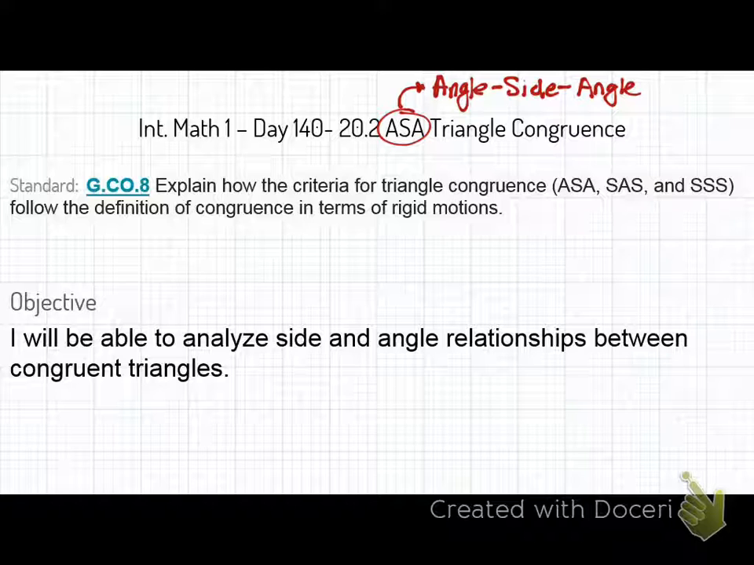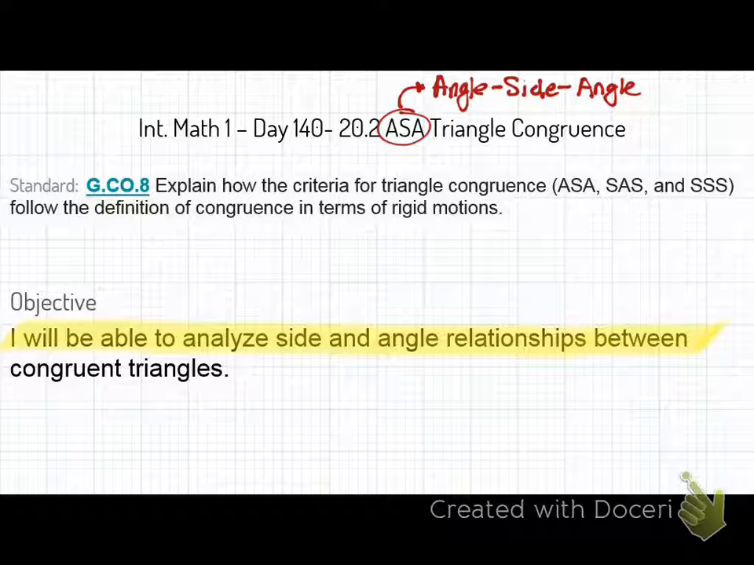Okay? And our objective for this particular lesson is to be able to analyze side and angle relationships between congruent triangles. All right. So here we go. I'm going to move on.